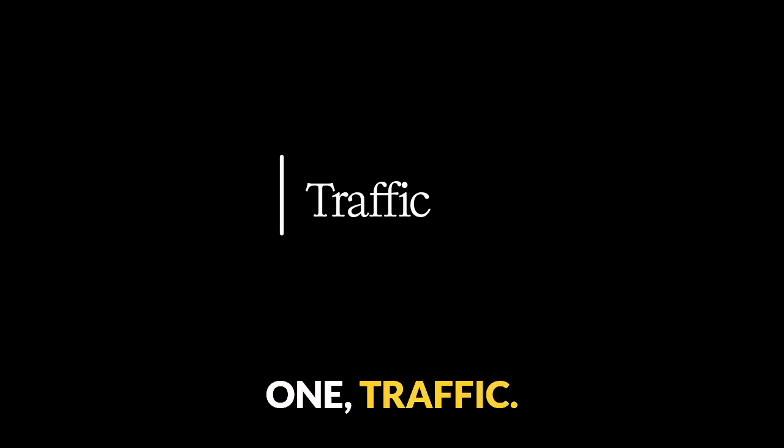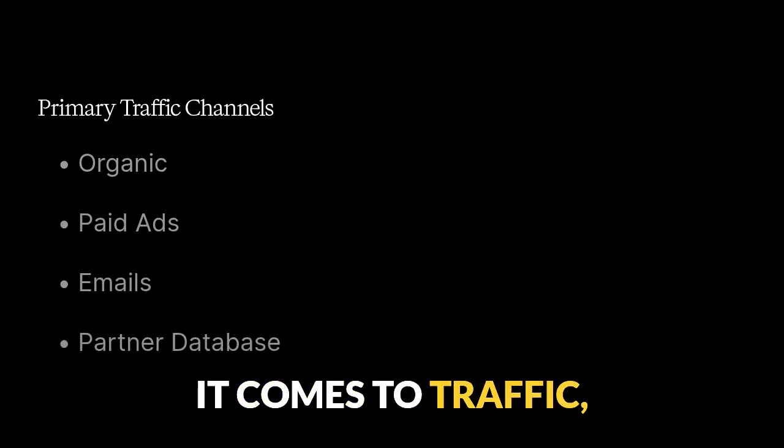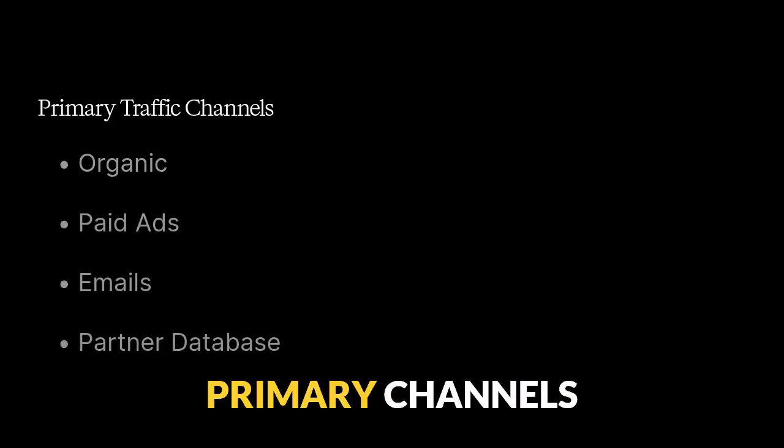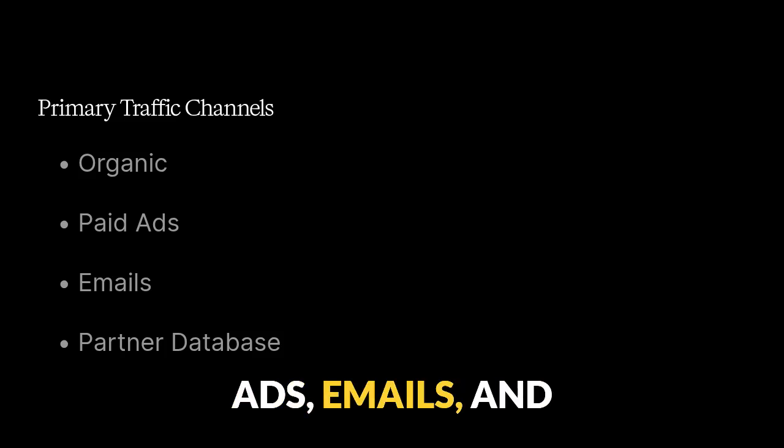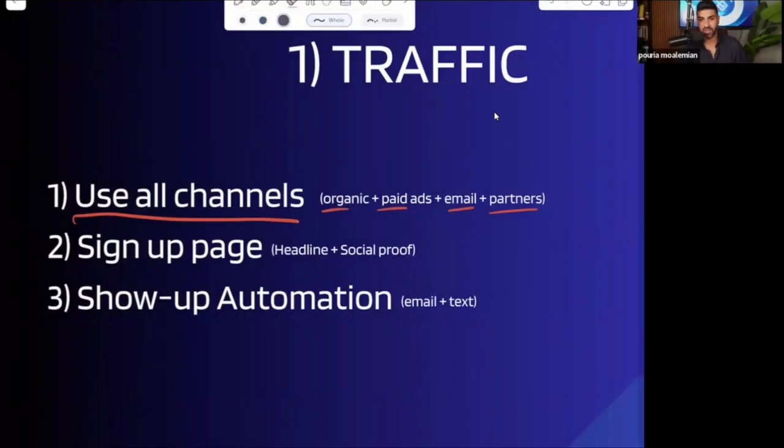Section number 1, traffic. When it comes to traffic, there are 4 primary channels that you can utilize: organic, paid ads, emails, and partners' databases. What is organic? Organic means that you organically promote your workshop on your social media using stories, reels, and content. Even if you have a few hundred followers, you can get high quality leads to sign up for your workshop and actually show up.